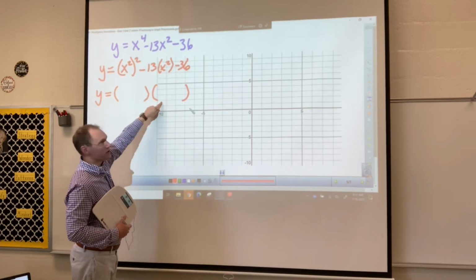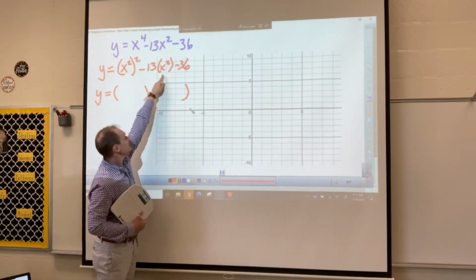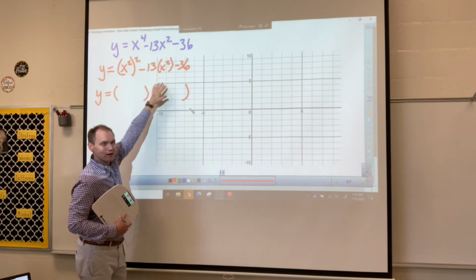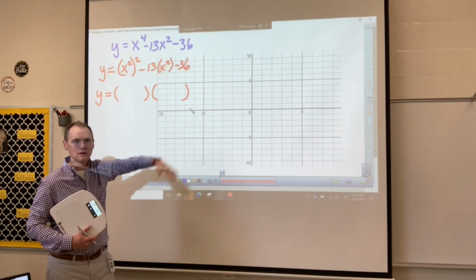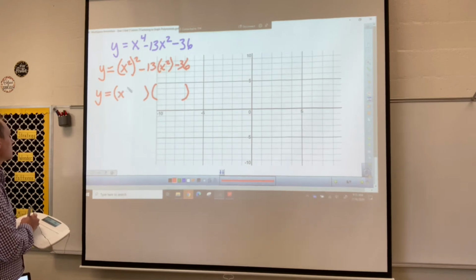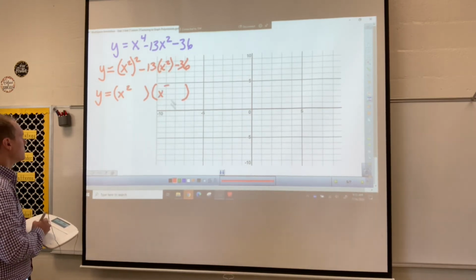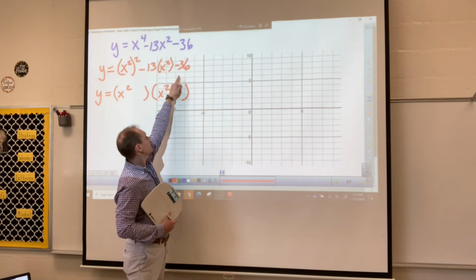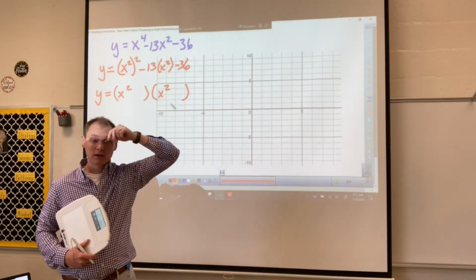X squared, right? Everywhere there's normally an x, there's an x squared now. So we're just going to put x squared here and here, and it acts just like a quadratic in terms of its factoring. All right? Well, what multiplies to give us 36 and adds to give us -13?